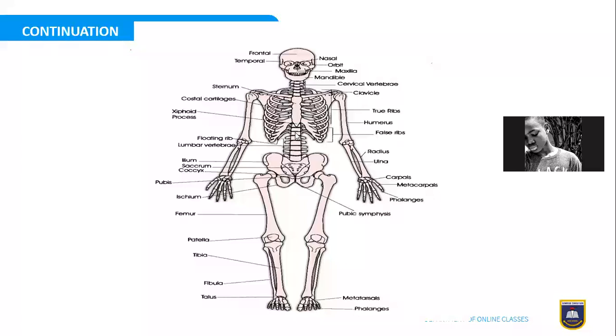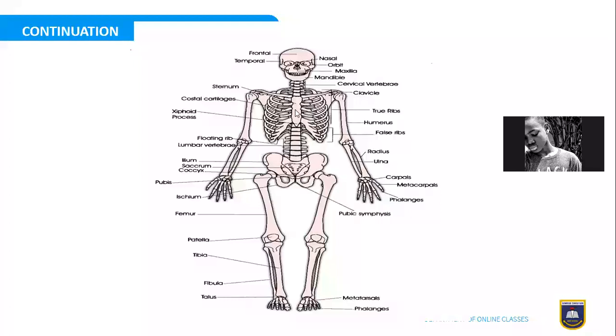So this bone is what makes up your pelvic girdle here. Because if you look at the diagram very well, this is the bone that is allowing the leg to attach itself to the body. And if you look at the top side very well, this one and this one, this and this, are the bones that are allowing the hand to attach itself to the main body.